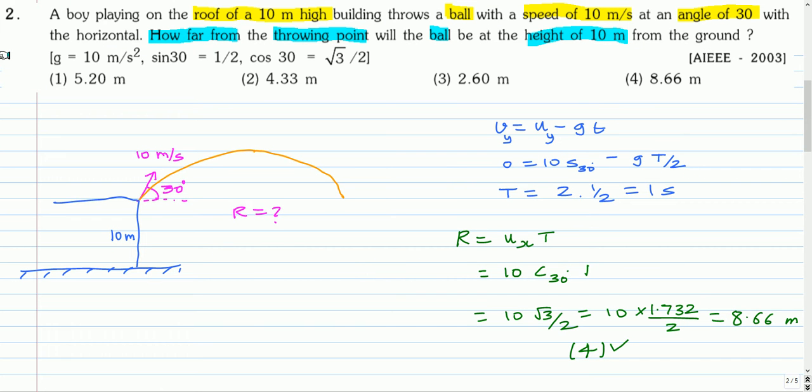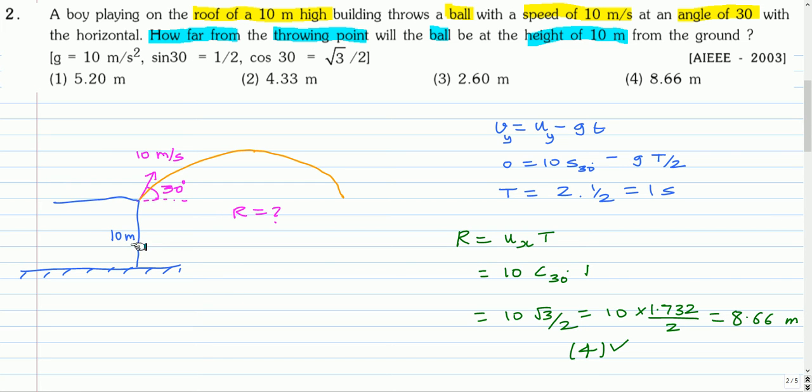This is the next question. A boy playing on the roof of a 10-meter high building throws a ball with a speed 10 meters per second at an angle 30 degrees with the horizontal. How far from the throwing point will the ball be at the same height, 10 meters, from the ground? The g value is given, sin theta is half, cos theta is root 3 by 2.